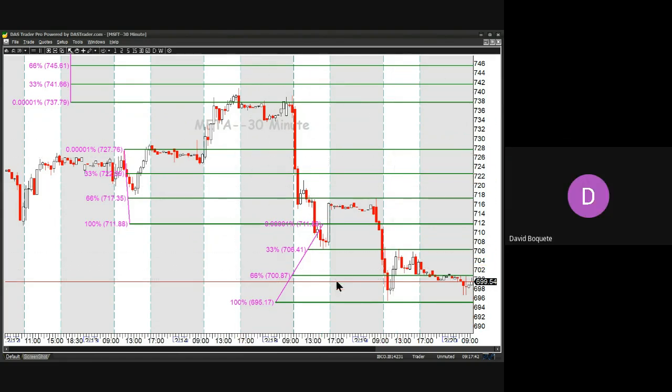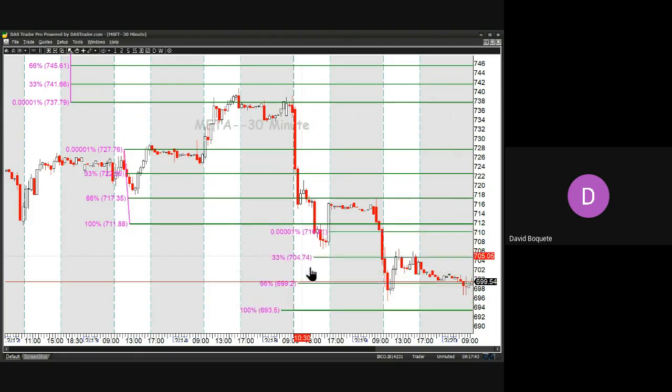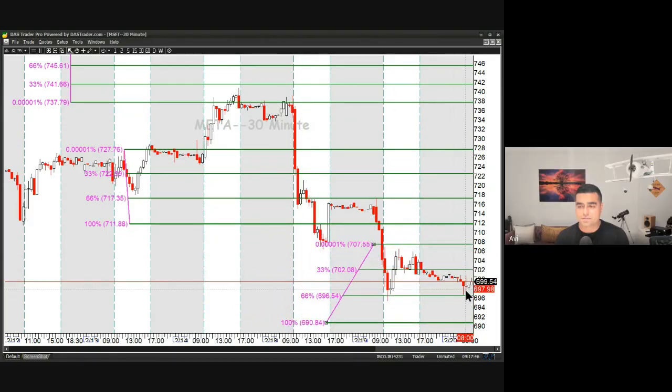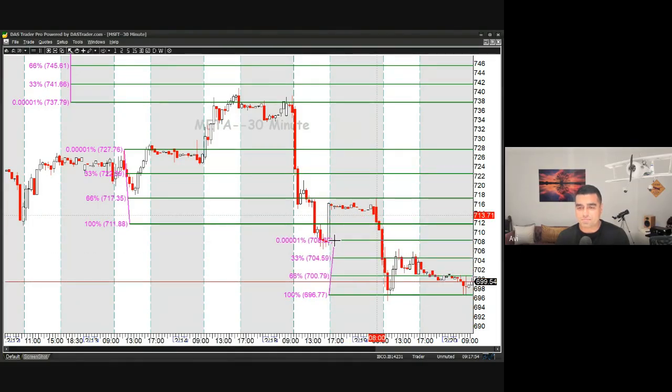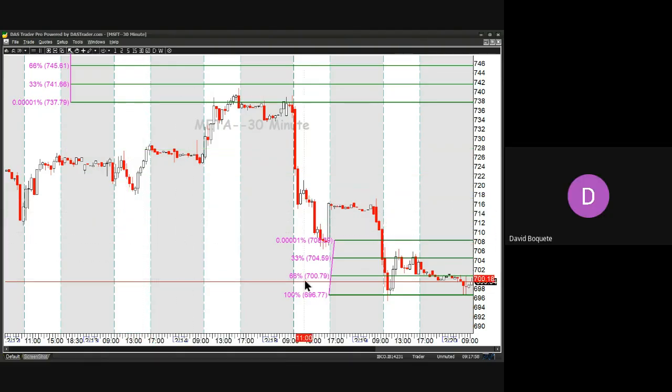Avi, you are putting your measured moves on the 30 minutes, is that correct? Yeah, I'm using the 30-minute chart. Sometimes you'll find a difference between the 1 and the 30 on these measured moves on the 8 a.m. candle, but nothing that bothers me to the point where I need to do something different. So I'm just going to stick with this.